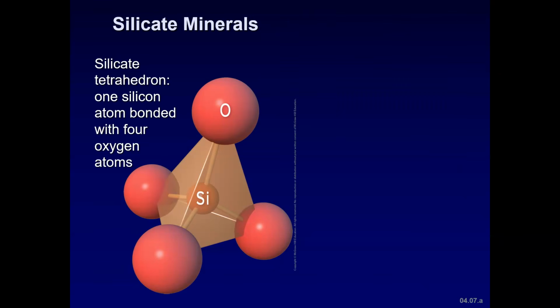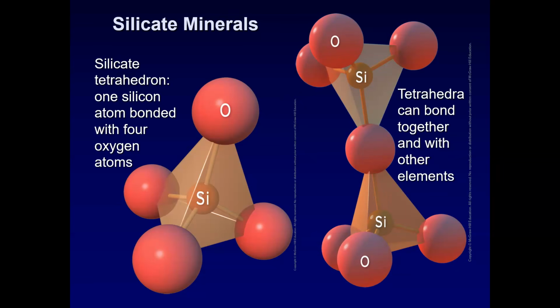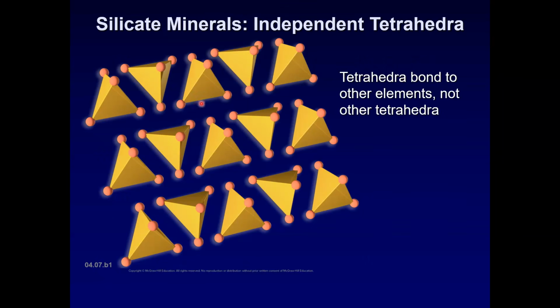So we'll break those down, starting with silicate minerals. This is the silicate tetrahedron. It's one silicon atom bonded with 4 oxygen atoms. It can link together to form a variety of silicate minerals, which are relatively strong bonds. So we have these independent tetrahedra. They can be linked in various ways in silicate minerals.